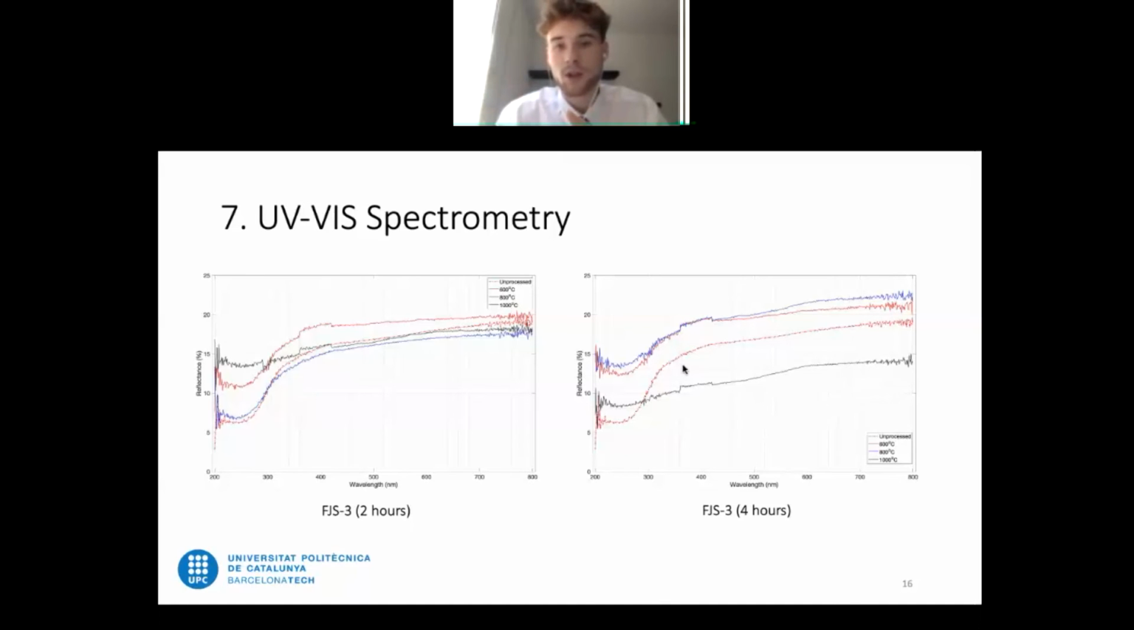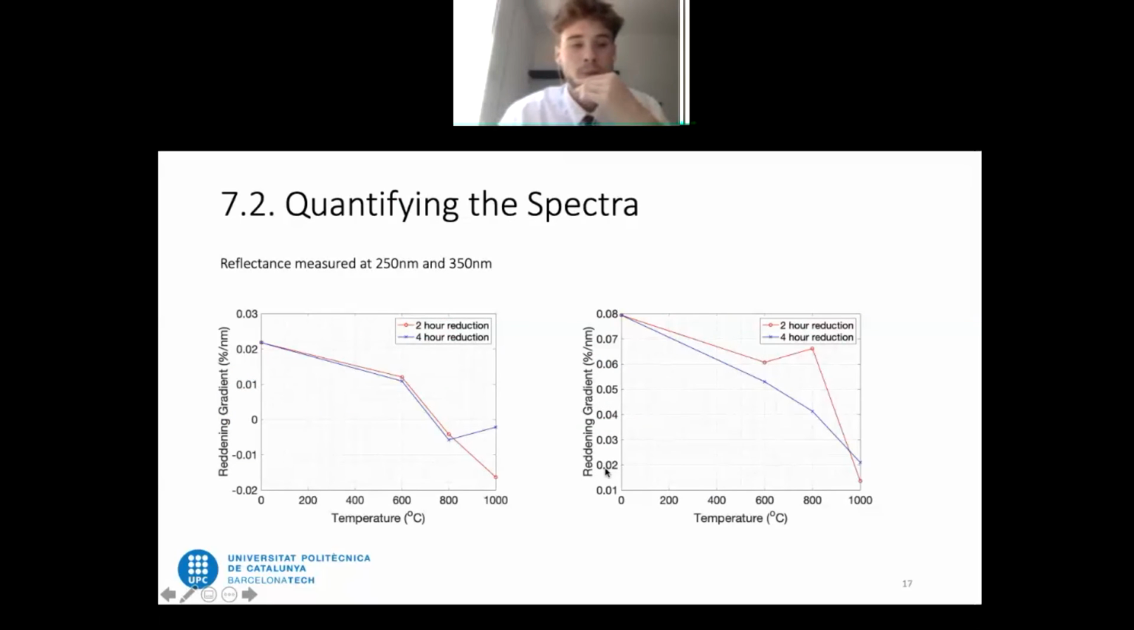So therefore, we aim to quantify this reduction. And to do so, we viewed that this area here, this gradient here, was at its steepest and ultimately had the majority of the effect occurring here. So therefore, we took the reflectance at 250 nanometers and 350 nanometers as well. And this is what the plots produced. On the left, we have the JSC plot, and on the right, we have the FJS plot.